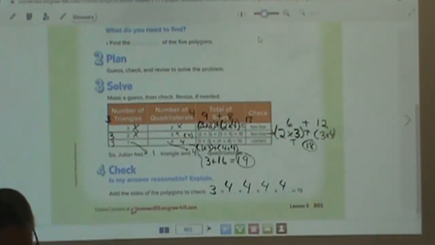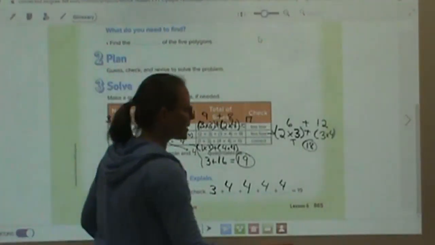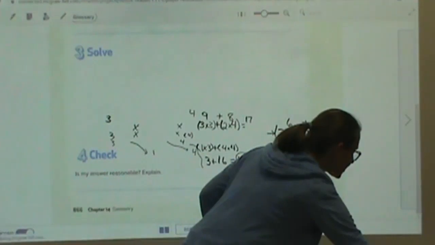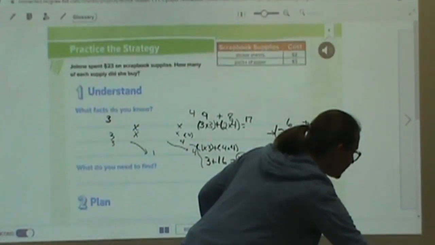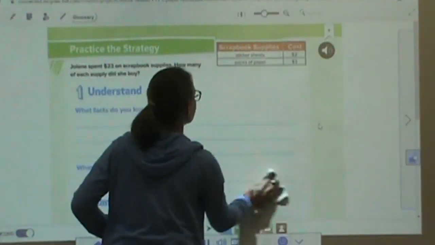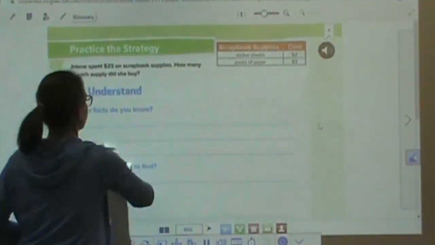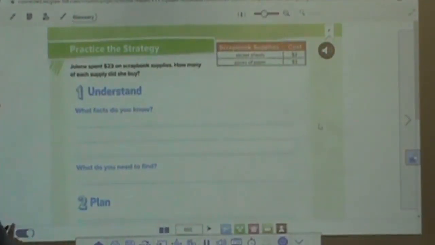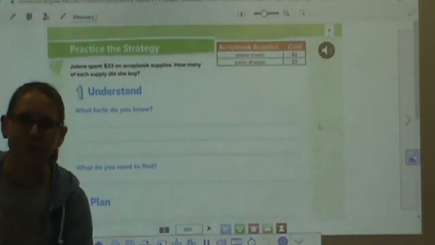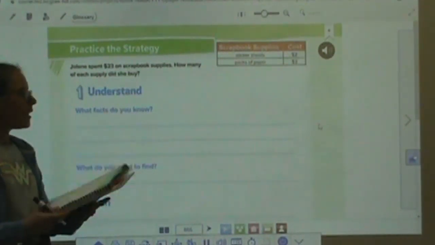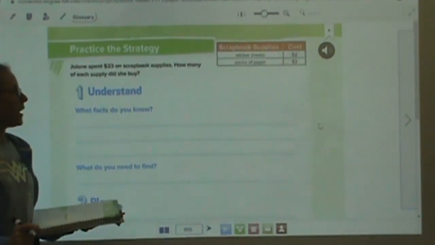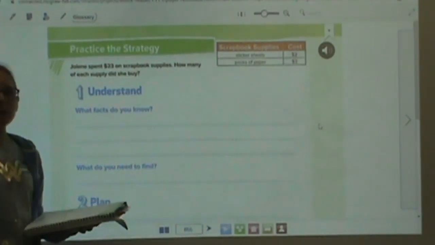Go ahead and flip your books to page 866, and we'll do another practice problem together. Listen as I read the problem and go ahead and read it along with me. Jolene spent $23 on scrapbook supplies. How many of each supply did she buy?